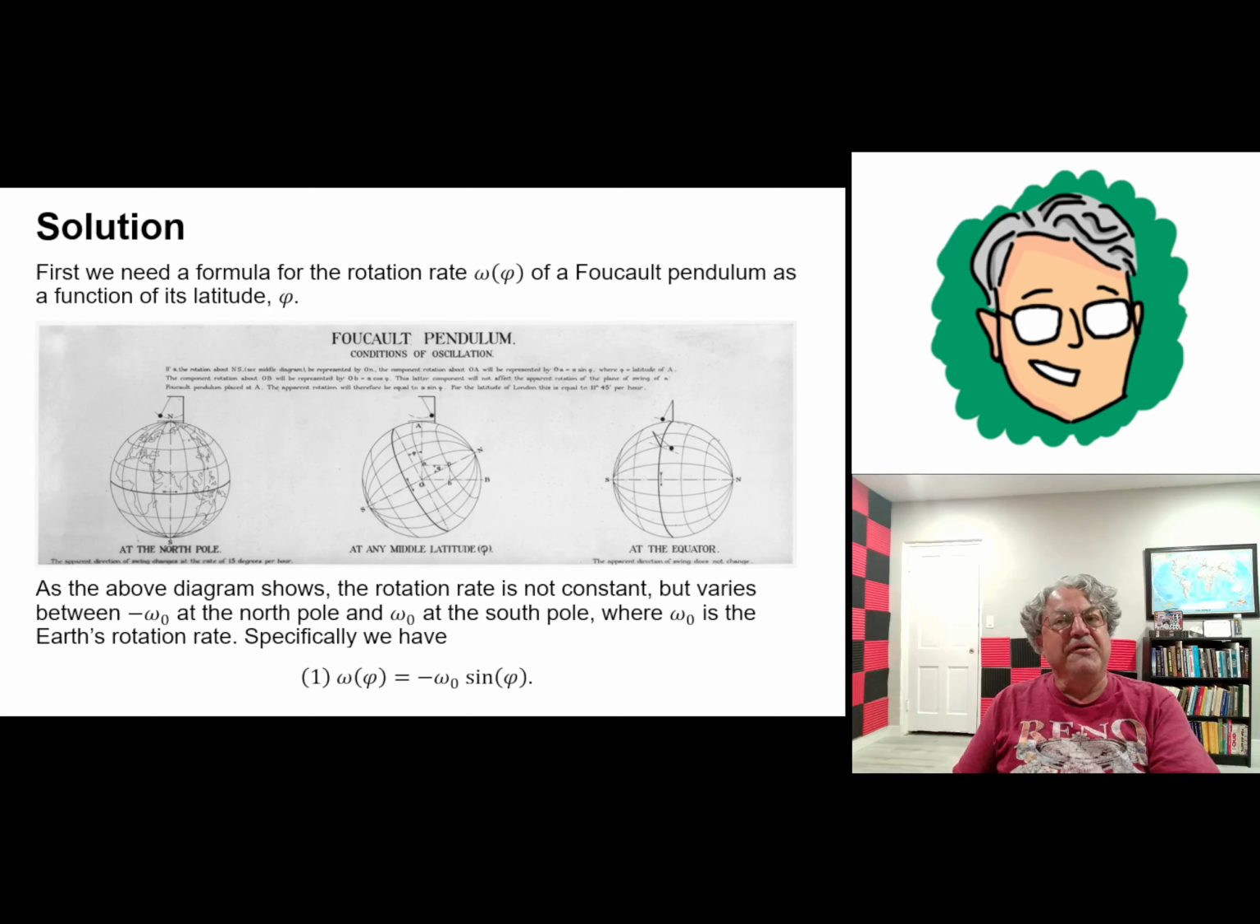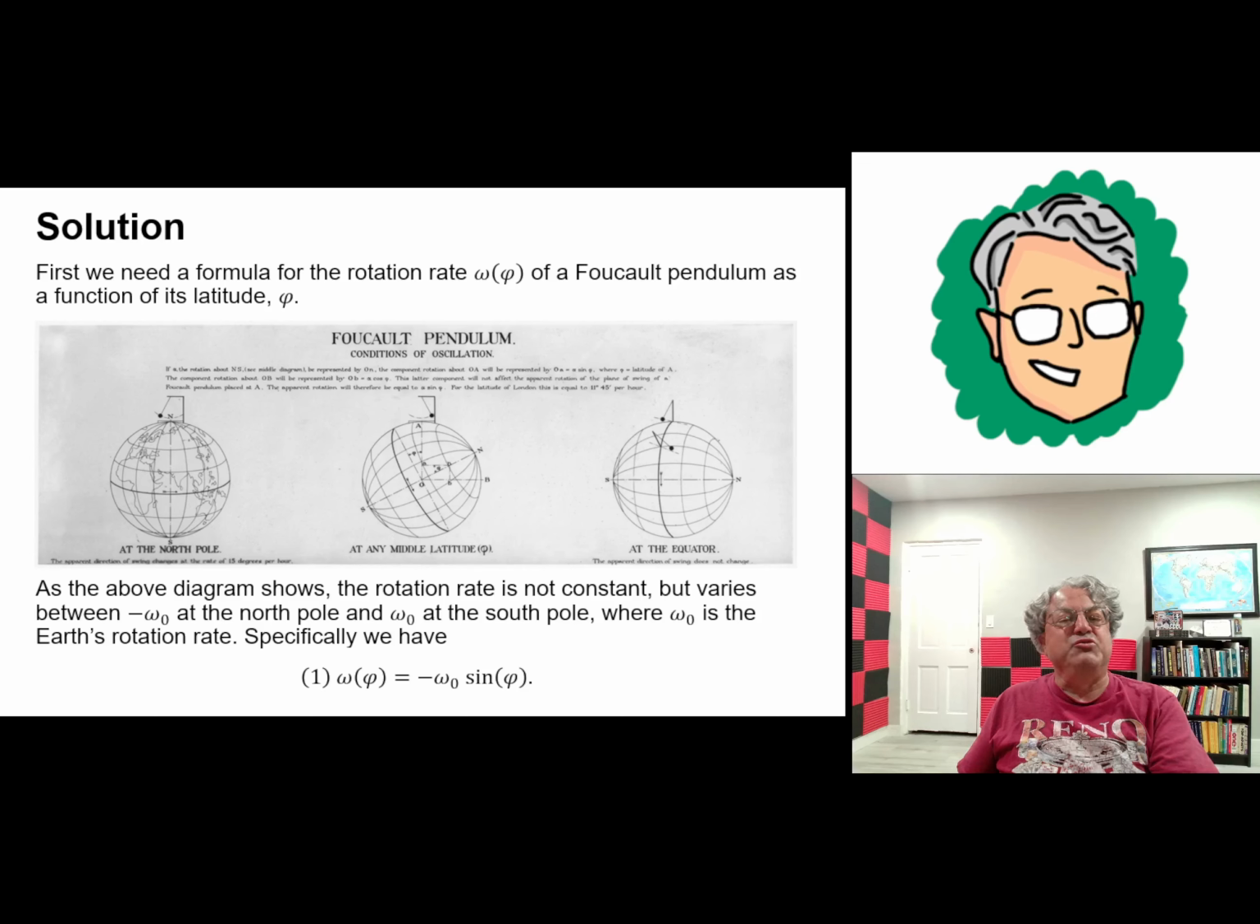Omega zero is the rotation rate of the Earth, and that's easy to calculate. That's just 360 degrees per sidereal day. A sidereal day isn't quite equal to an actual day. It's a little bit shorter. It's about 23 hours, 56 minutes, and 4 seconds. I'll explain why in a minute. But that gives you omega naught.